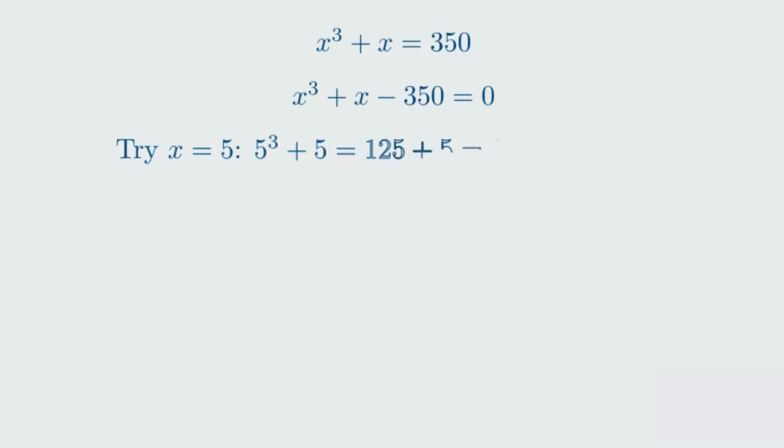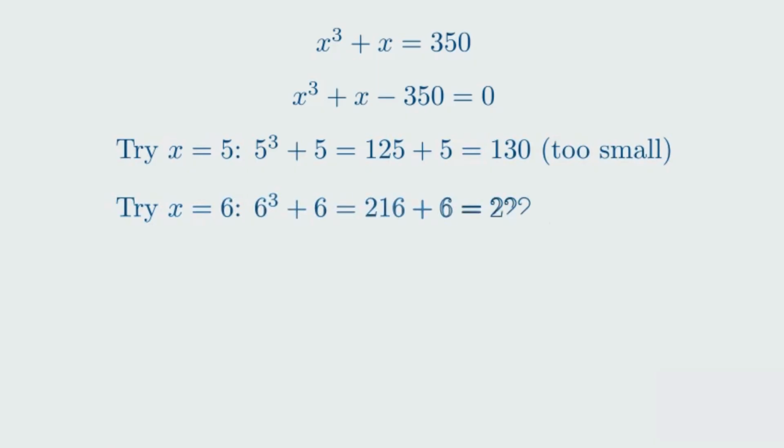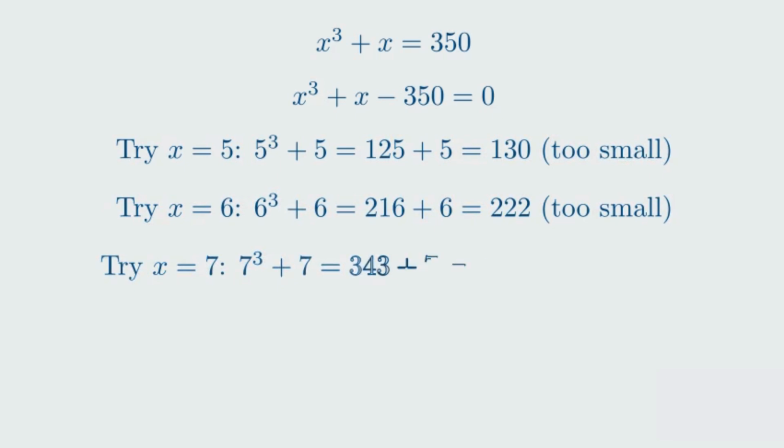5 cubed is 125. Plus 5 is 130. That's too small. Let's try a slightly larger number, say x equals 6. 6 cubed is 216. Plus 6 is 222. Still too small. What about x equals 7? 7 cubed is 343. Plus 7 is exactly 350. We found a solution. x equals 7 is an integer root.